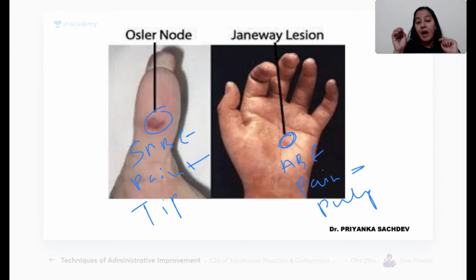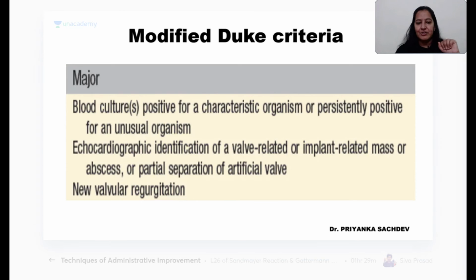Make the diagram by your own. I know it is drawn here, but once you draw it by your own, you will never forget. So make a hand, make one nodule there, make one nodule there, draw a diagram, and write the differences in the diagram only. You will never forget. So Osler and Janeway. You can make a mnemonic also if you are getting confused. So we are done with it.